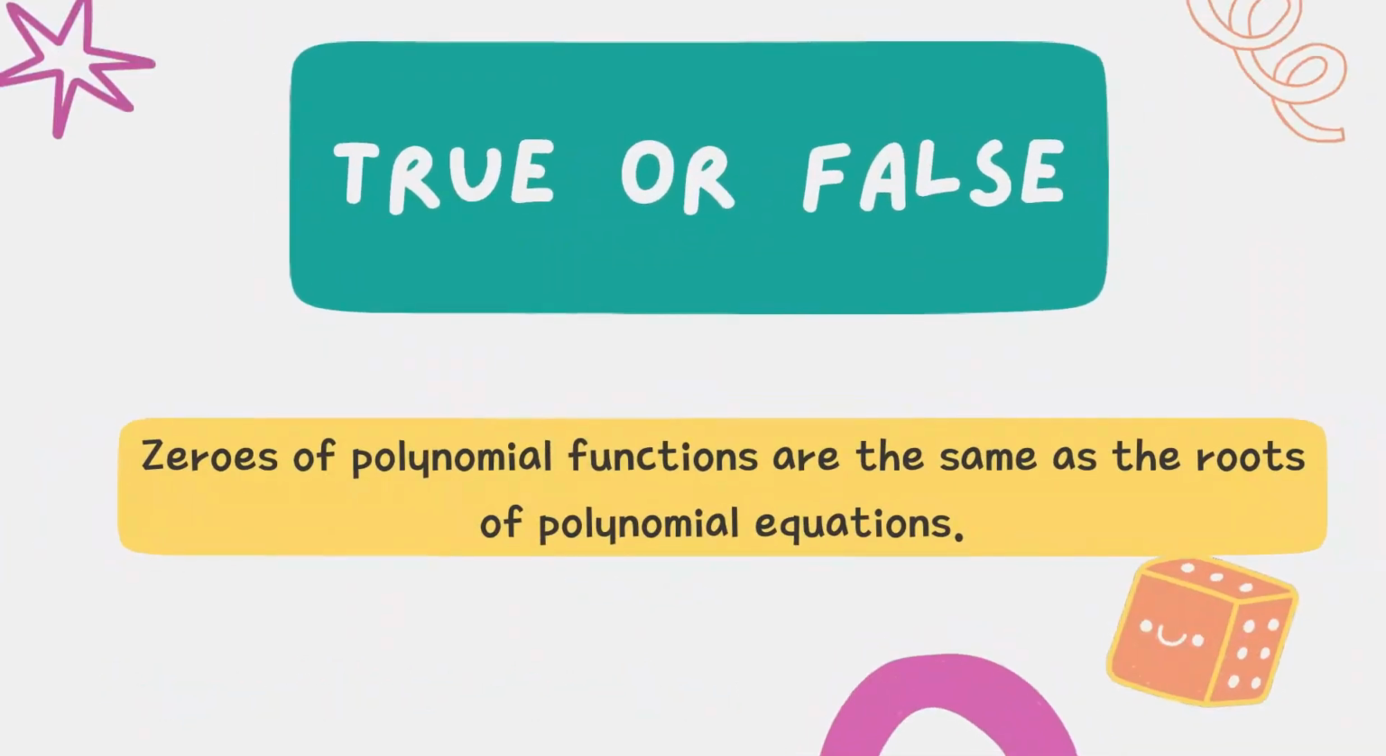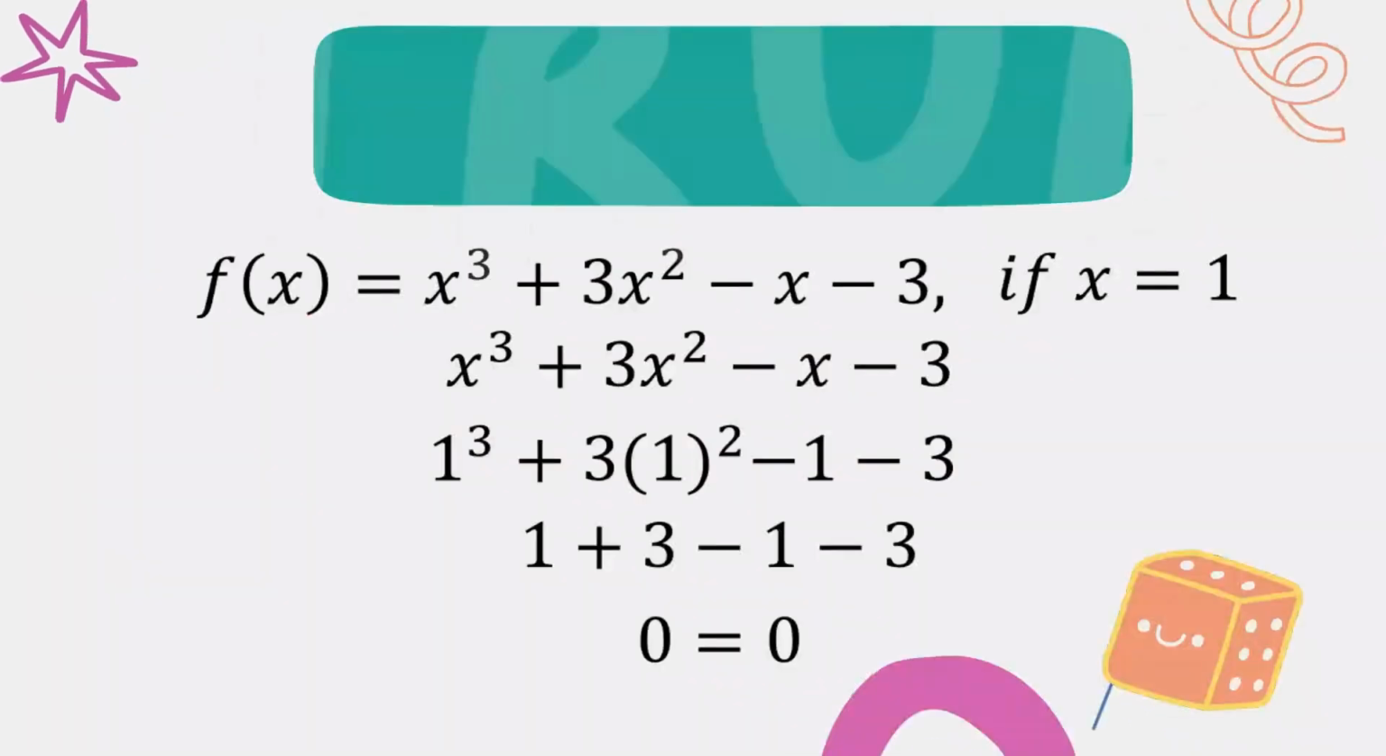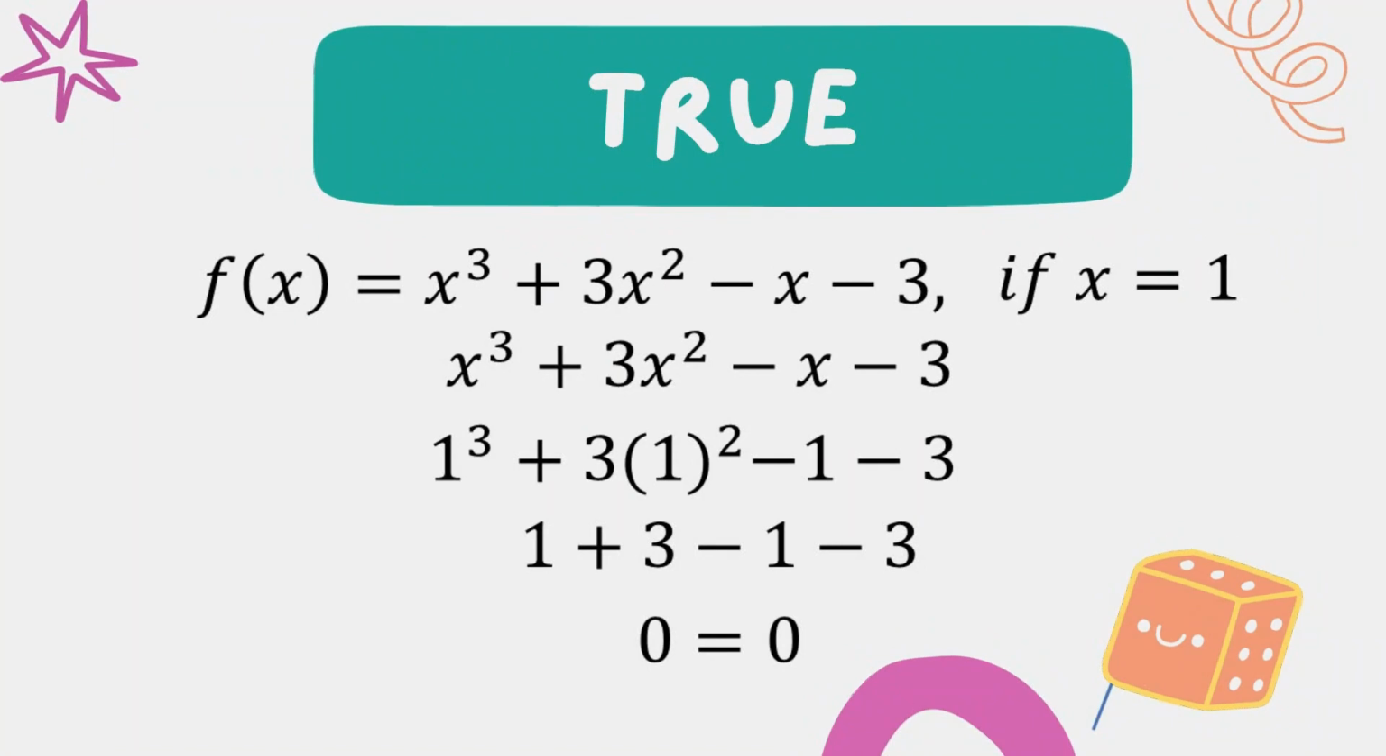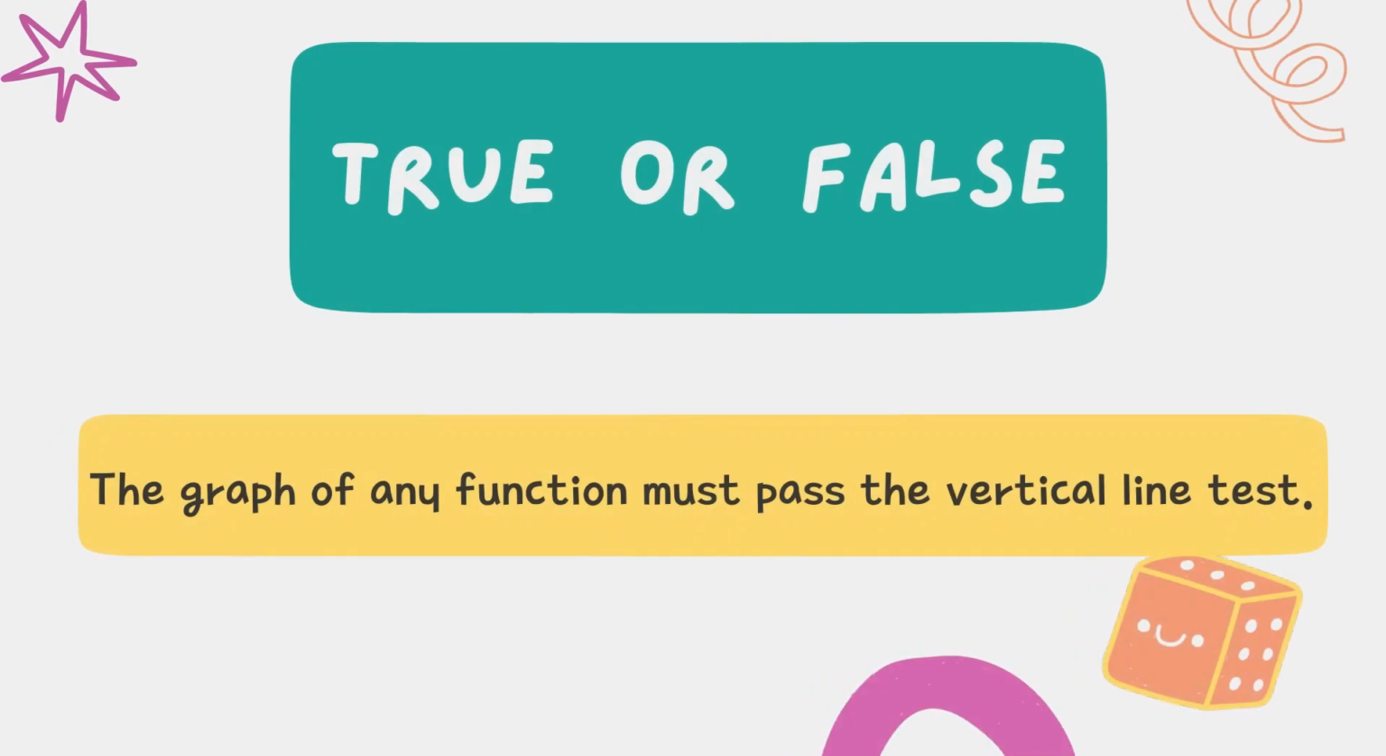Next, true or false? Zeros of polynomial functions are the same as the roots of polynomial equations. What is your answer? Yes, it is true. Any value of x that makes the equation or polynomial function true is a solution or zeros of the given equation or polynomial function.